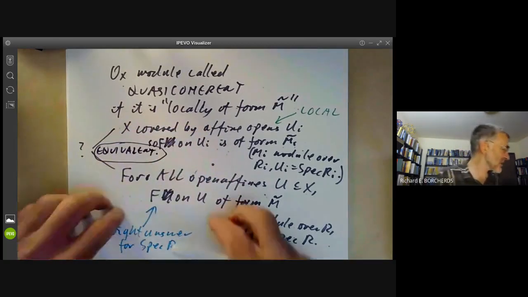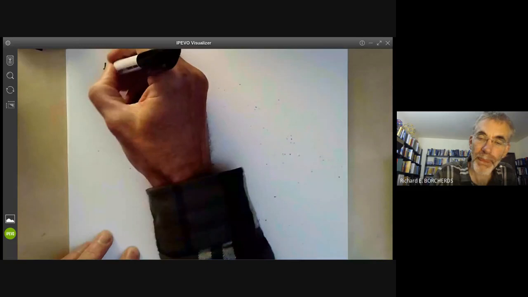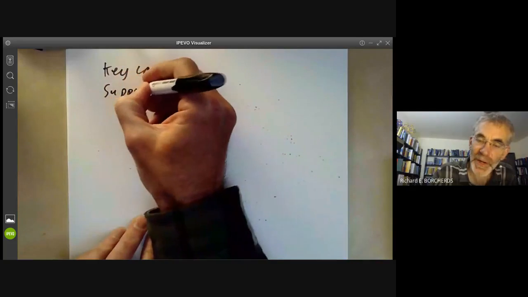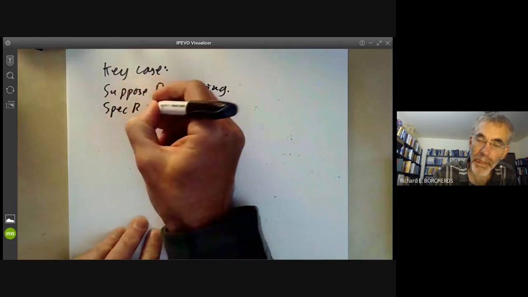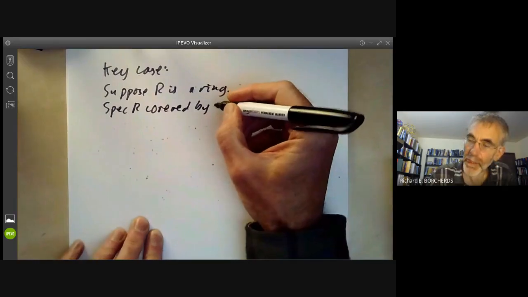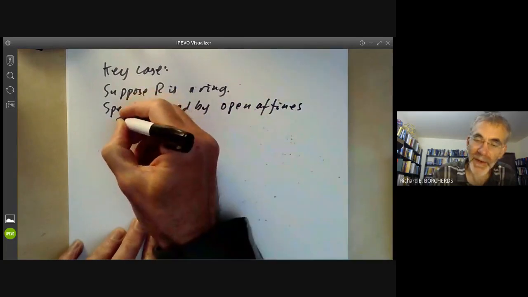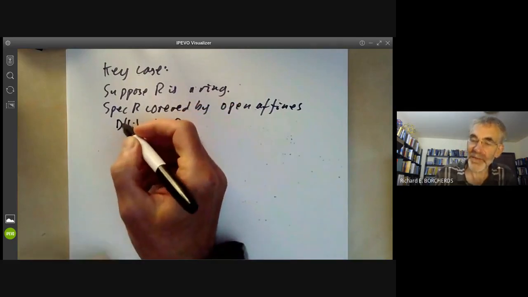So I'll sketch the proof that they are equivalent. I'm going to miss out a certain amount of bookkeeping, and we reduce to the key case, which says, suppose R is a ring, and suppose the spectrum of R is covered by some open affines of the form D(f_i) for f_i in R, where as usual this means roughly the points where f_i doesn't vanish.